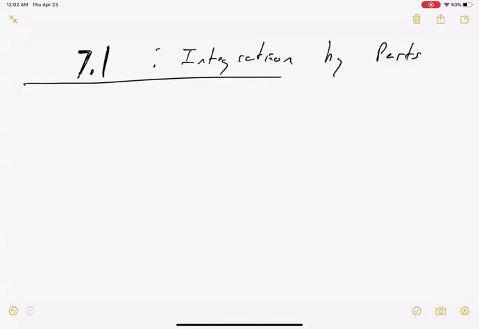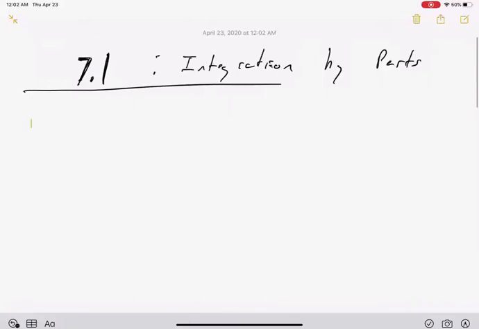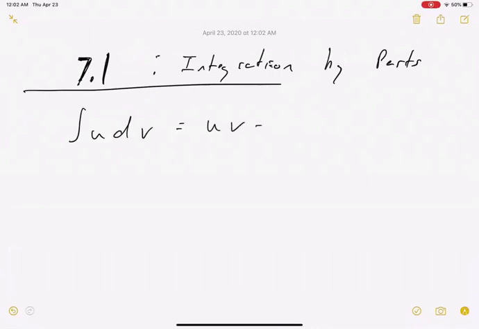All right, guys, this is just going to be a quick review of Chapter 7. Not super in-depth, just hitting the highlights. So 7.1, integration by parts. We have the formula integral of u dv equals uv minus integral of v du. Okay, so that's the important one to know.